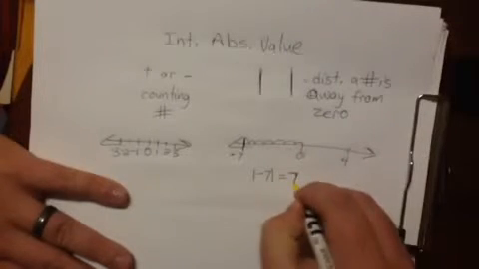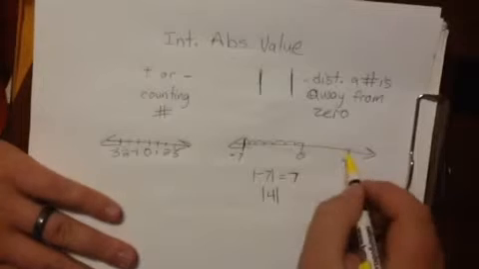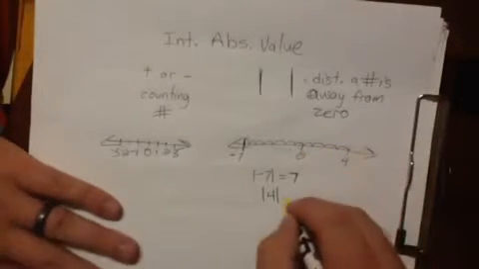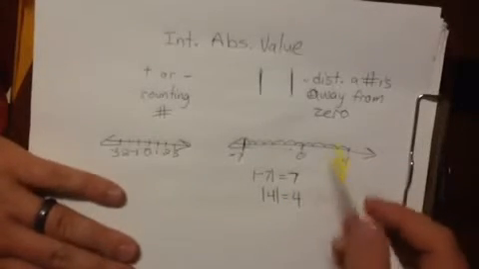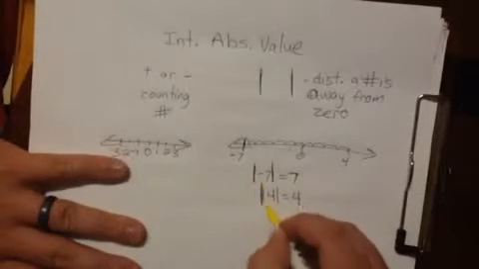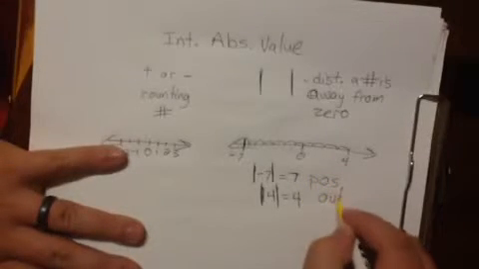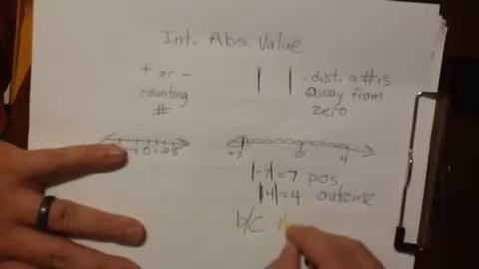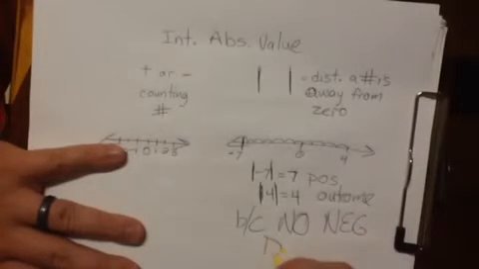The distance is 7. Same thing with the absolute value of 4. Your distance to 0 is 1, 2, 3, 4. Your distance is 4. Alright? So regardless of what number you have inside of an absolute value symbol, the outcome should always be positive, because there's no negative distance.